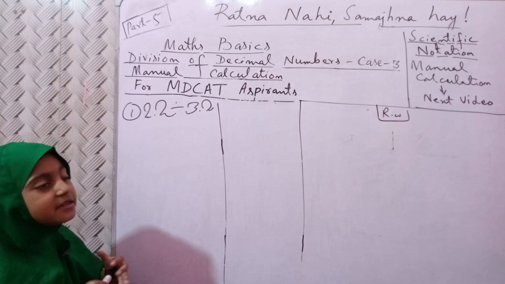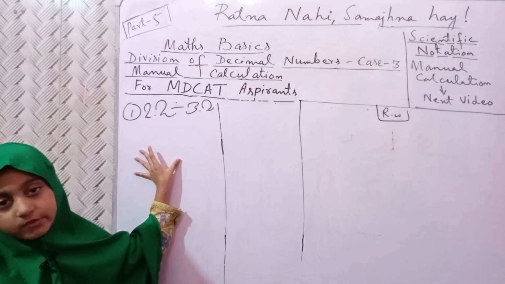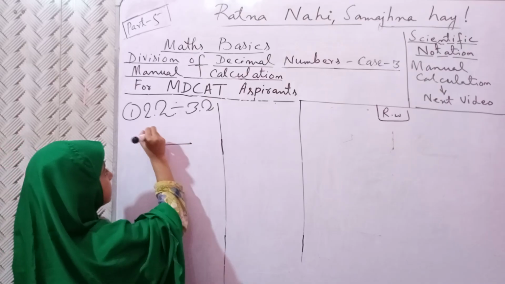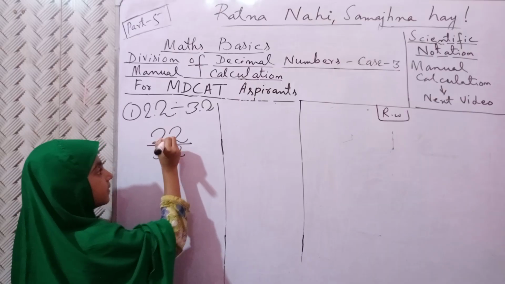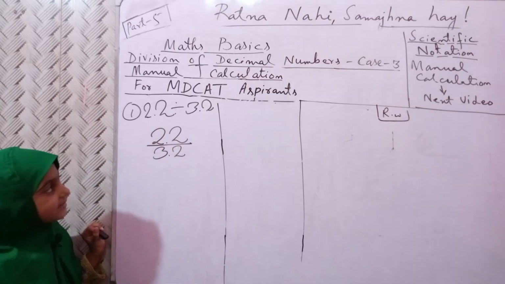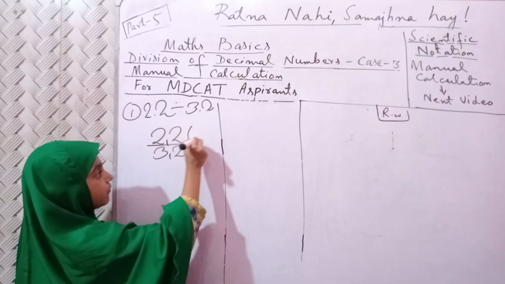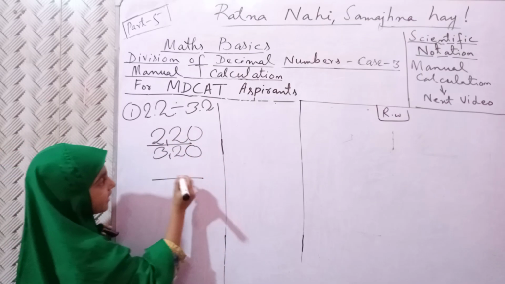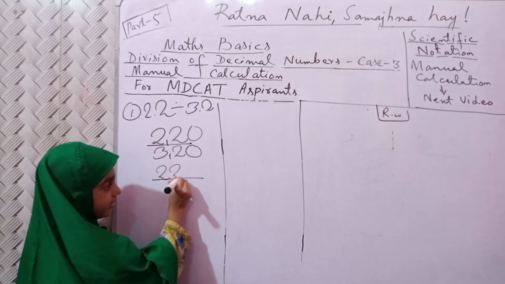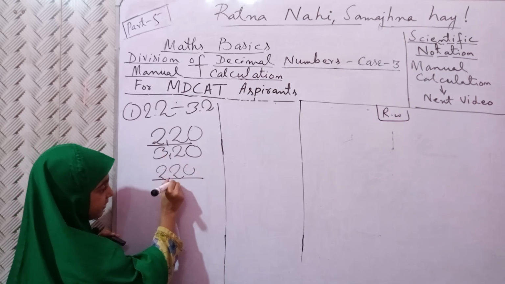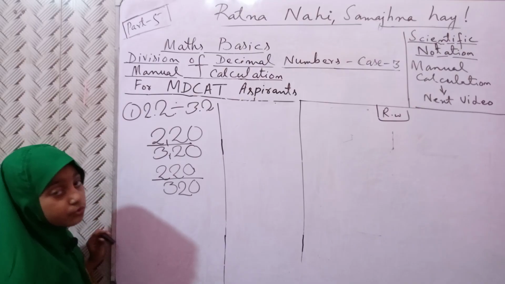2.2 divided by 3.2. Now, this whole question I will take into a fraction. After the point, how many numbers are there? 1, so cut it down, 1 zero. Cut it down, 1 zero. Okay. Now make a line again. Now we will write 220 and 320.